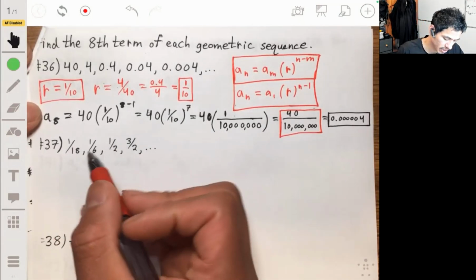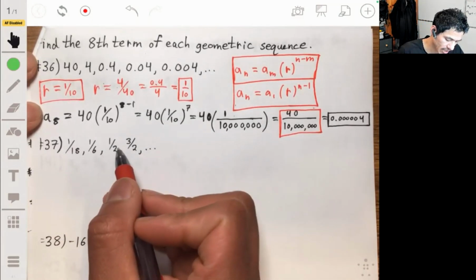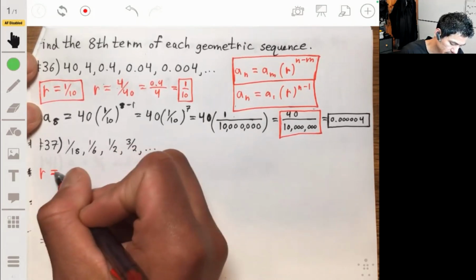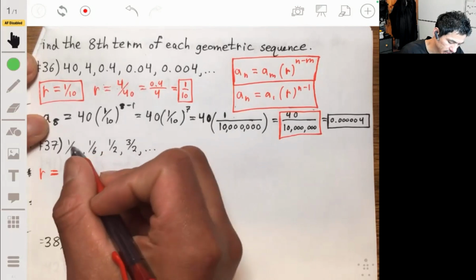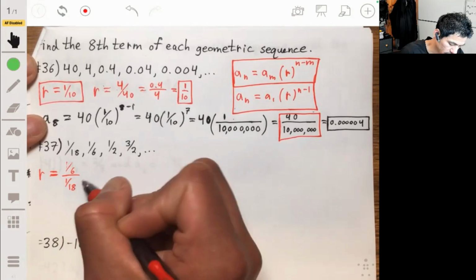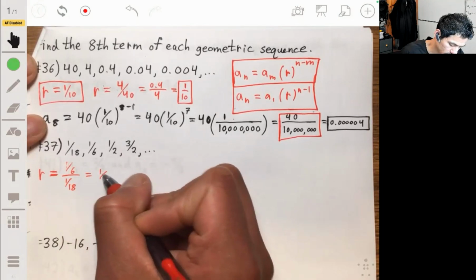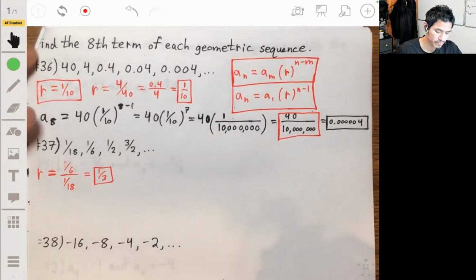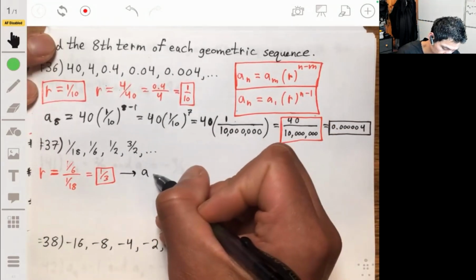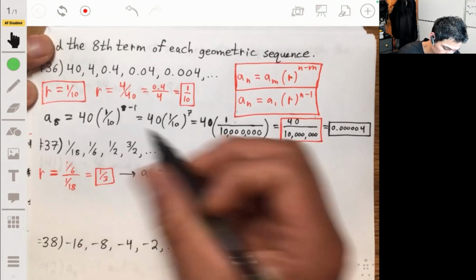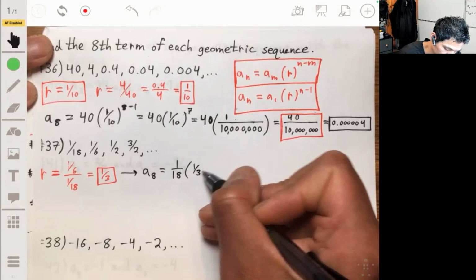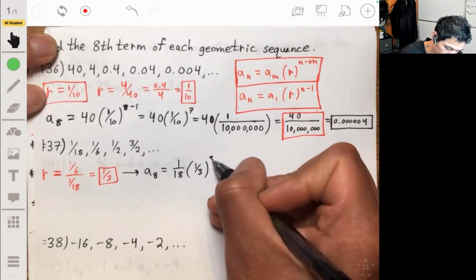Okay, next one. We have 1/18, 1/6, 1/2, 3/2. So again, if you can't see the common ratio easily, we can just do 1/6 over 1/18, and you'll just get 1/3. And then we can just rely on our formula here. A8 will be A1, which is 1/18, times R, so times 1/3 to the 8 minus 1.